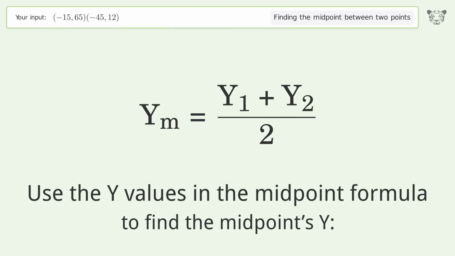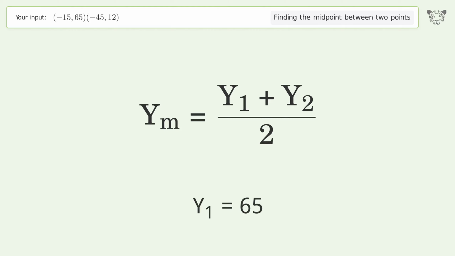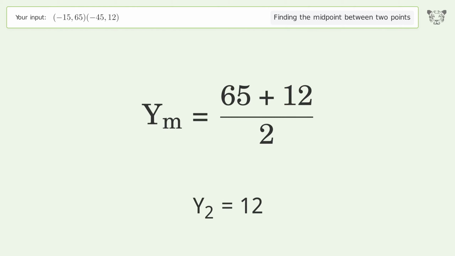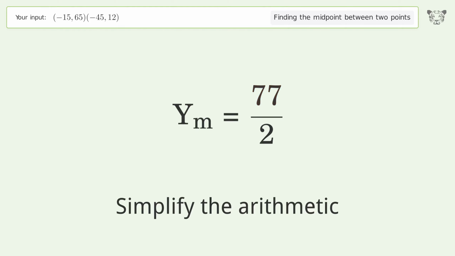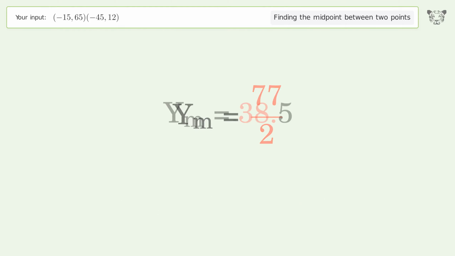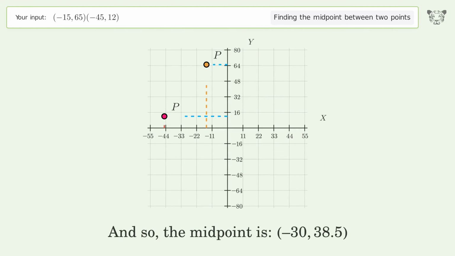Use the y values in the midpoint formula to find the midpoint's y. y1 equals 65. y2 equals 12. Simplify the arithmetic. And so, the midpoint is negative 30, 38.5.